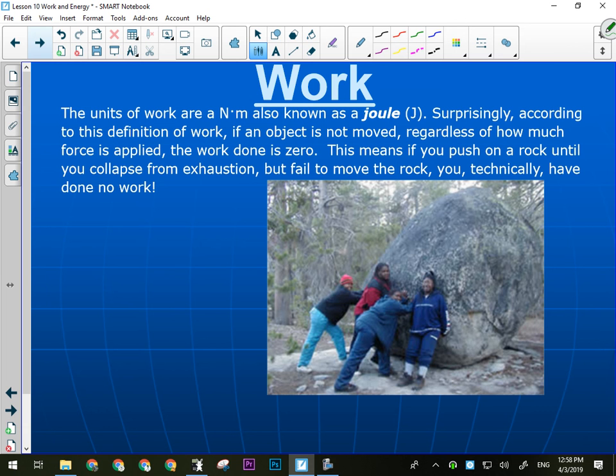Okay, so these 4 girls are pushing on this rock. Are they doing work? Not on the rock, on themselves, and some energy is going to the surroundings, but they are not doing any work on the rock. Okay, because the rock's energy is unchanged no matter how hard they push on it.